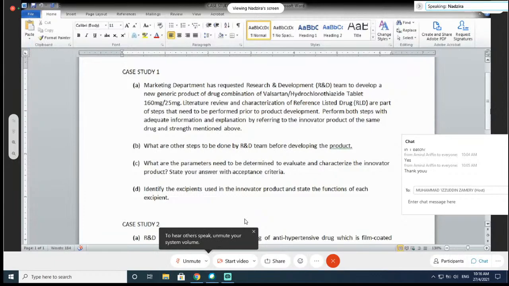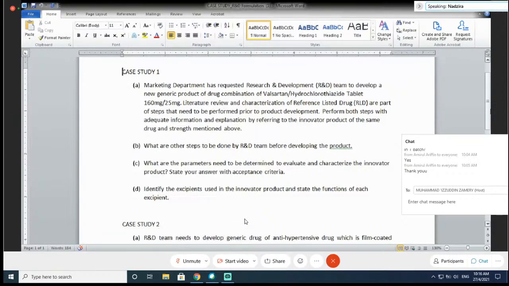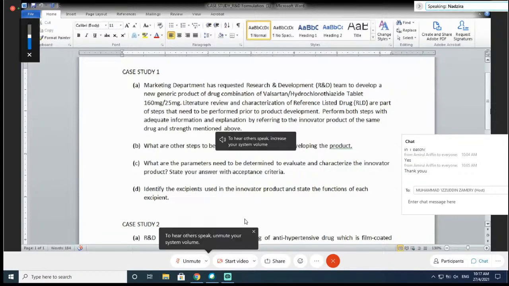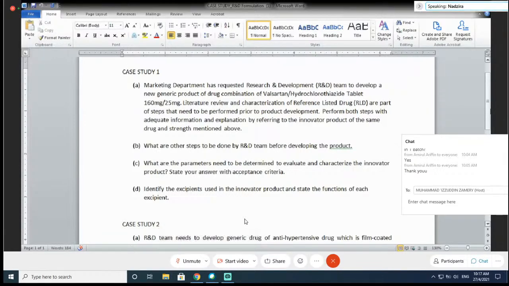In order to have information about the product, you can refer to the package insert or the packaging box of the product, and usually you can also get the information online. But for parameters such as hardness, disintegration time and dissolution, of course you cannot, because you need to perform the physical testing to get the information. So basically this one you can identify or get the information from online.